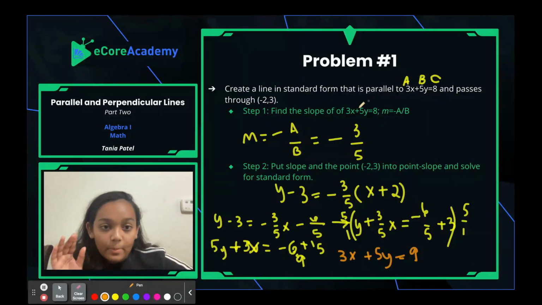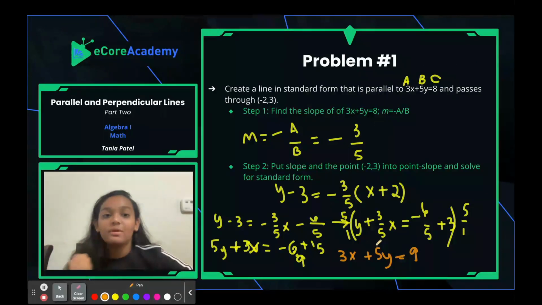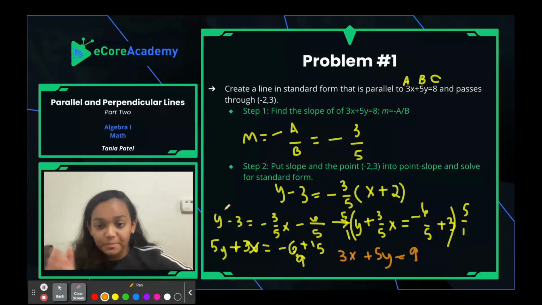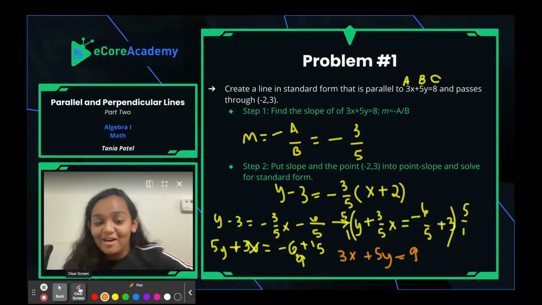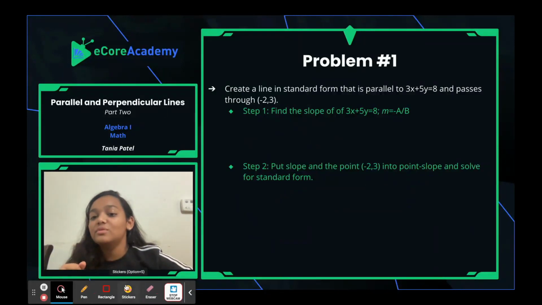Remember, we know that the slope of this equation is negative 3/5, and since we plugged into this one, we know the slope of this equation is also negative 3/5. The slopes are the same, they're parallel lines. Simple as that. As you can see, there is quite a bit of work involved, but nothing too difficult.